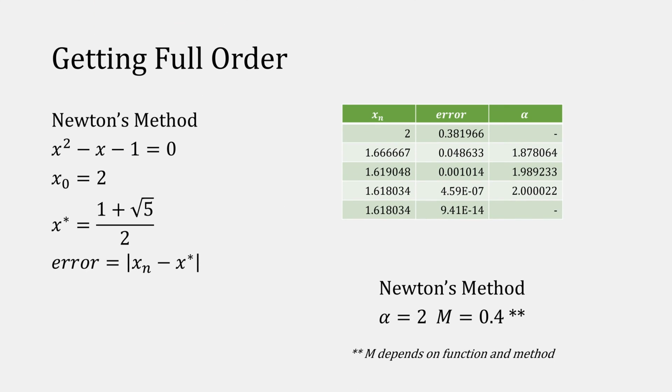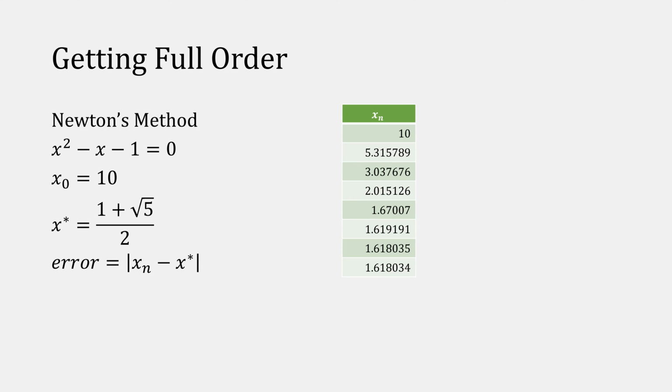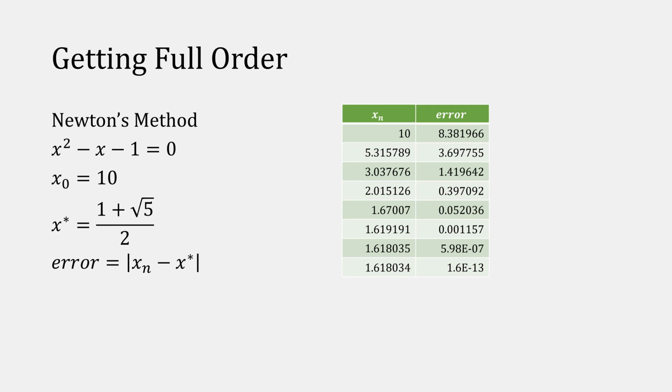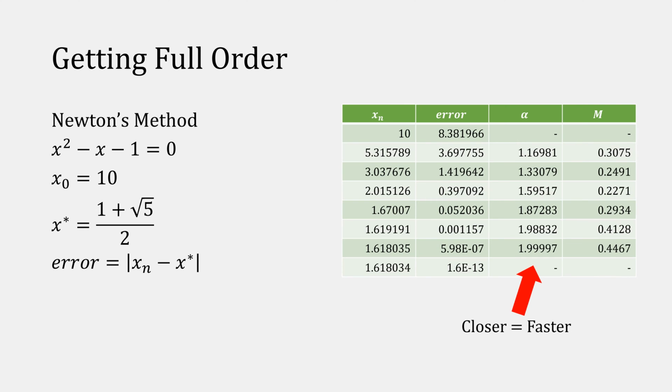Let's go back to this example from earlier, which indeed did take 4 iterations. But now let's start further away. Starting from about 10, it takes Newton's method a lot longer to converge on the root. If we compute the errors after every iteration, we can then compute the orders alpha. Notice that Newton's method starts relatively linearly and then speeds up close to quadratic as we get closer to the root. We can also compute the m terms and note that these are not constant. What I really want you to know from this example is the importance of picking a good starting point for root finding methods.